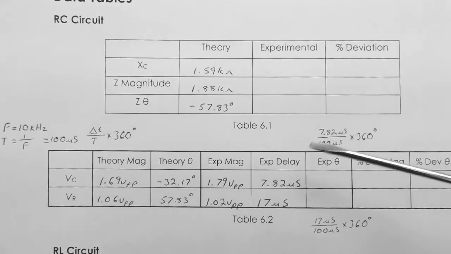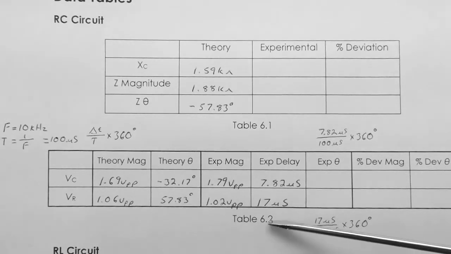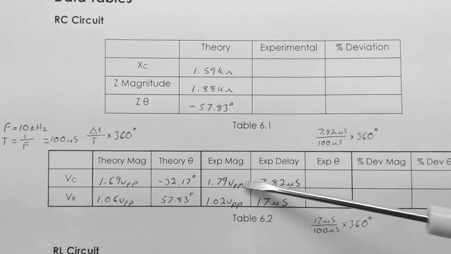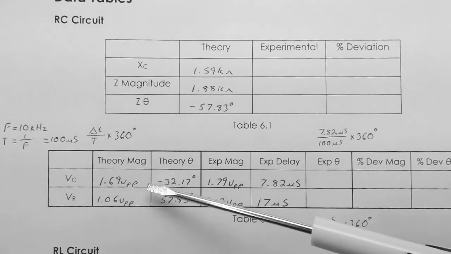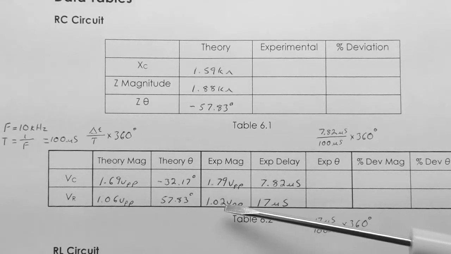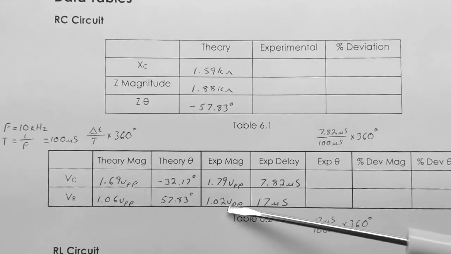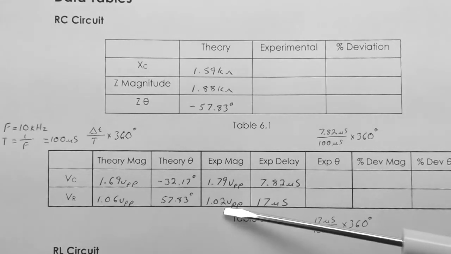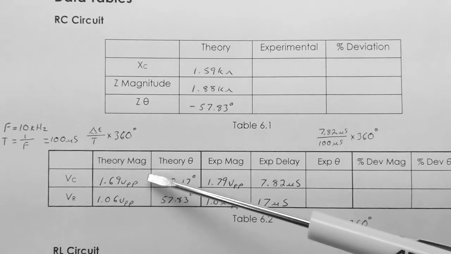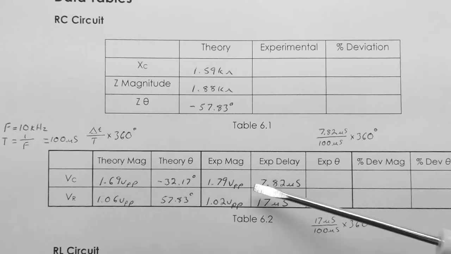So you can see under table 6.2, I've recorded my experimental magnitude for VC is 1.79 volts peak to peak. And you can see that compares to my theory of 1.69 volts peak to peak. And I've recorded my experimental magnitude for VR as 1.02 volts peak to peak, and you can see the theory was 1.06 volts peak to peak. So doing the calculations beforehand tells you whether you're getting close to the right results or not.